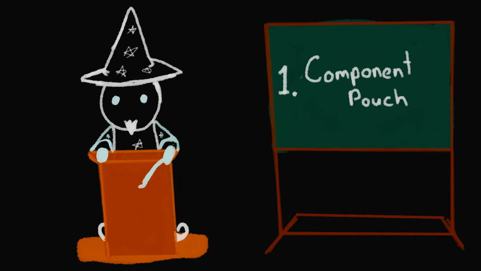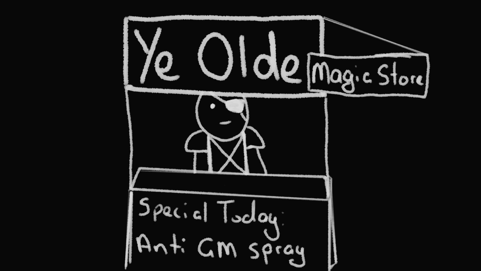Number one, buying a component pouch. The pouch is a simple way of saying to your GM, I went shopping and I bought basic spellcasting supplies, so back off and don't ask me if I have the materials for the next 3 sessions.